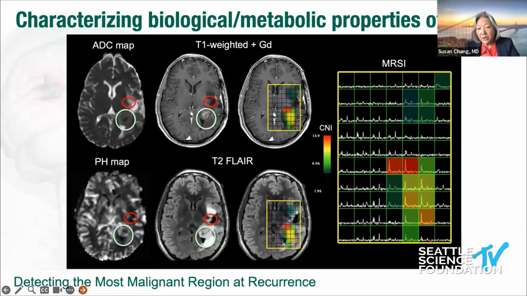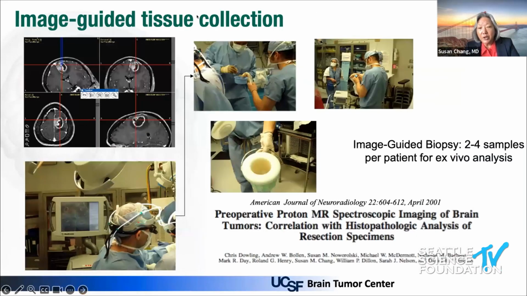So all of our patients coming for surgery basically undergo these types of imaging, and we're able to do image-guided tissue collection by having this standard operating procedure where we can identify where tissue is being removed, and we can get 2 to 4 samples per patient.